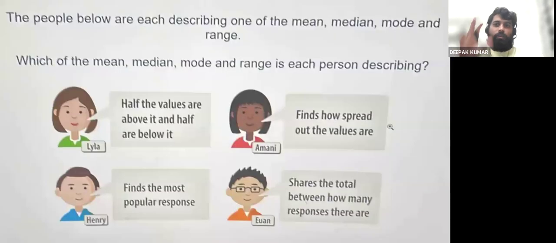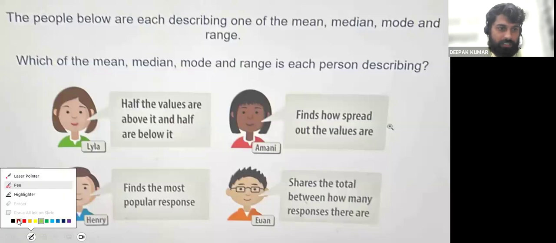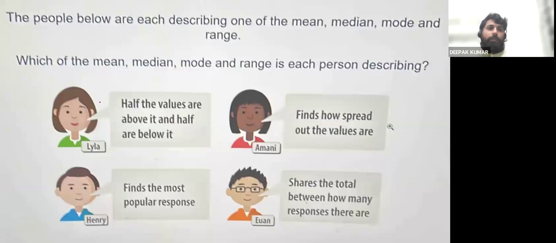So moving ahead, now here is your question. Please do it. If I change the color, now the people below are each describing one of the mean, median, mode, and range. Give me an answer out of Laila, Amani, Henry, and Yuan, who represent mean, median, mode, and range. Please. This is your task.